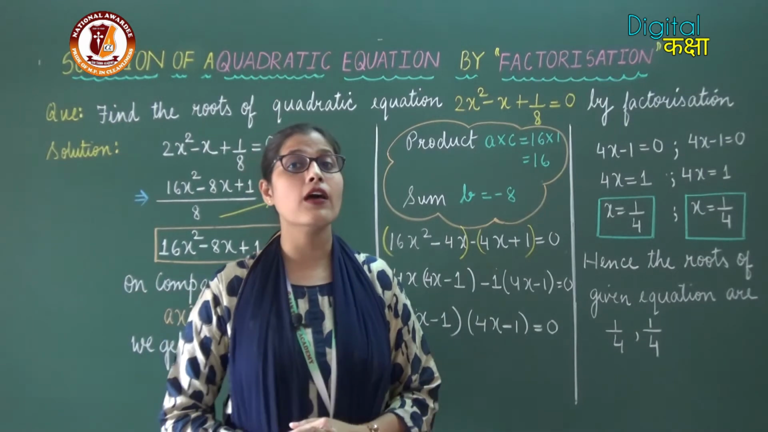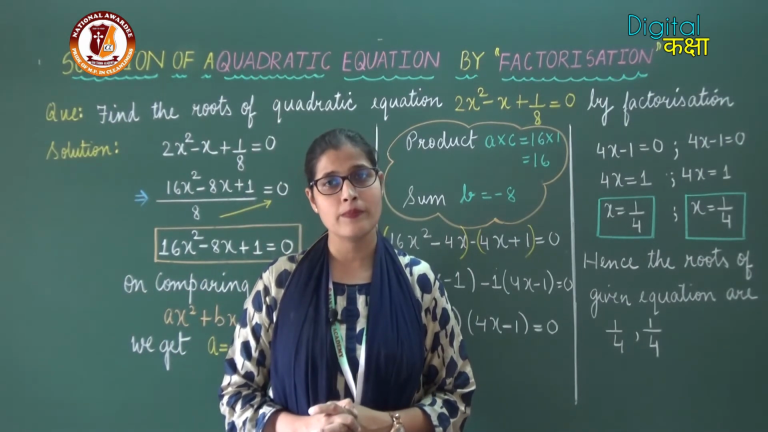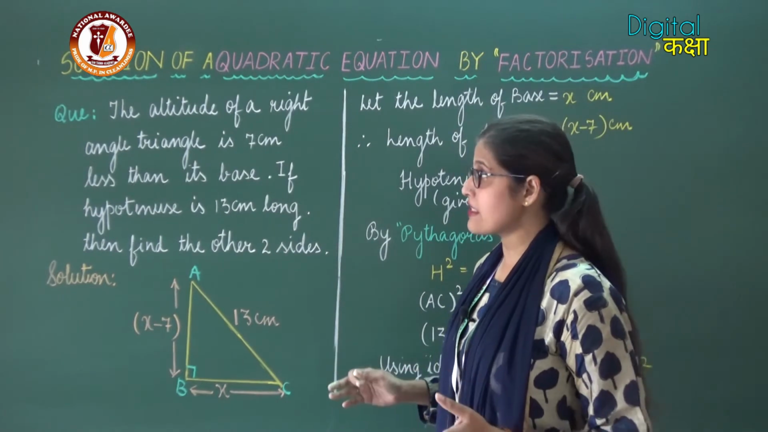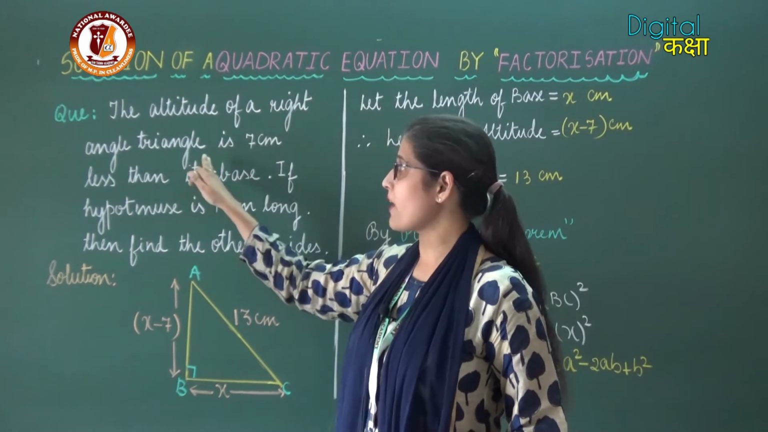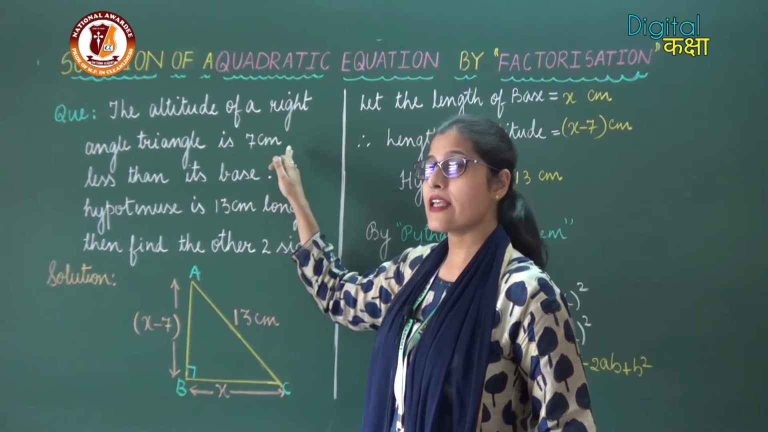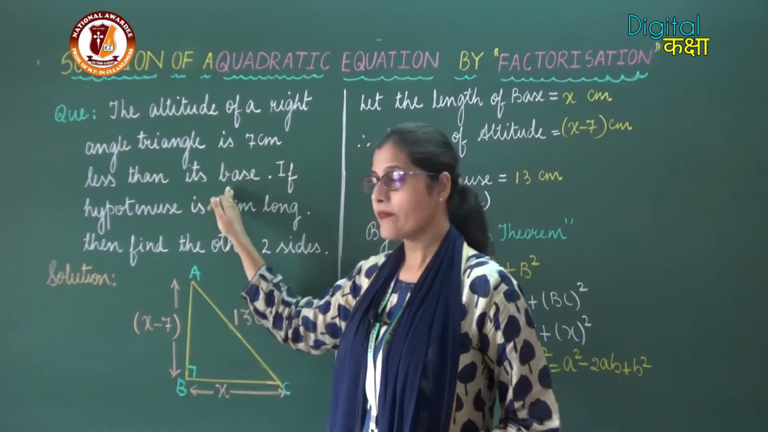Now, we will be learning the factorization method through a word problem. So, the question is: the altitude of a right angled triangle is 7 cm less than its base.